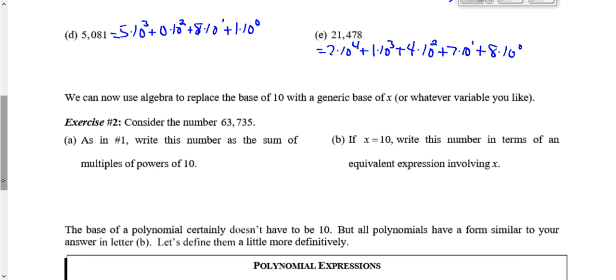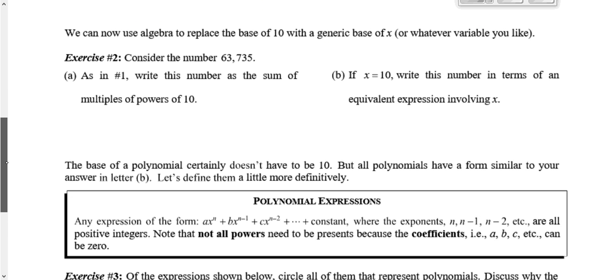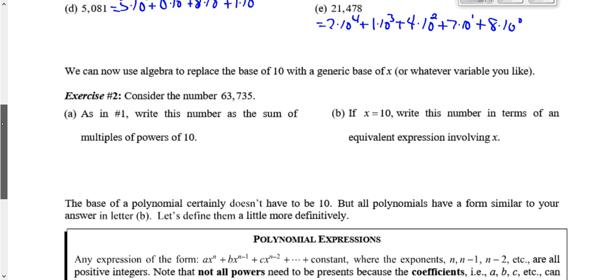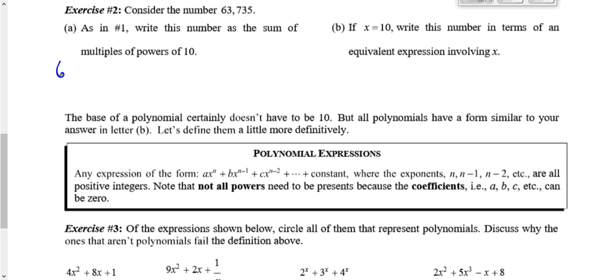So now we're going to try to get this into an algebraic expression, like a polynomial, okay? So let's take this number here, 63,735. Let's write it out as quickly as we can, all right? It'd be 6 times 10 to the 4.